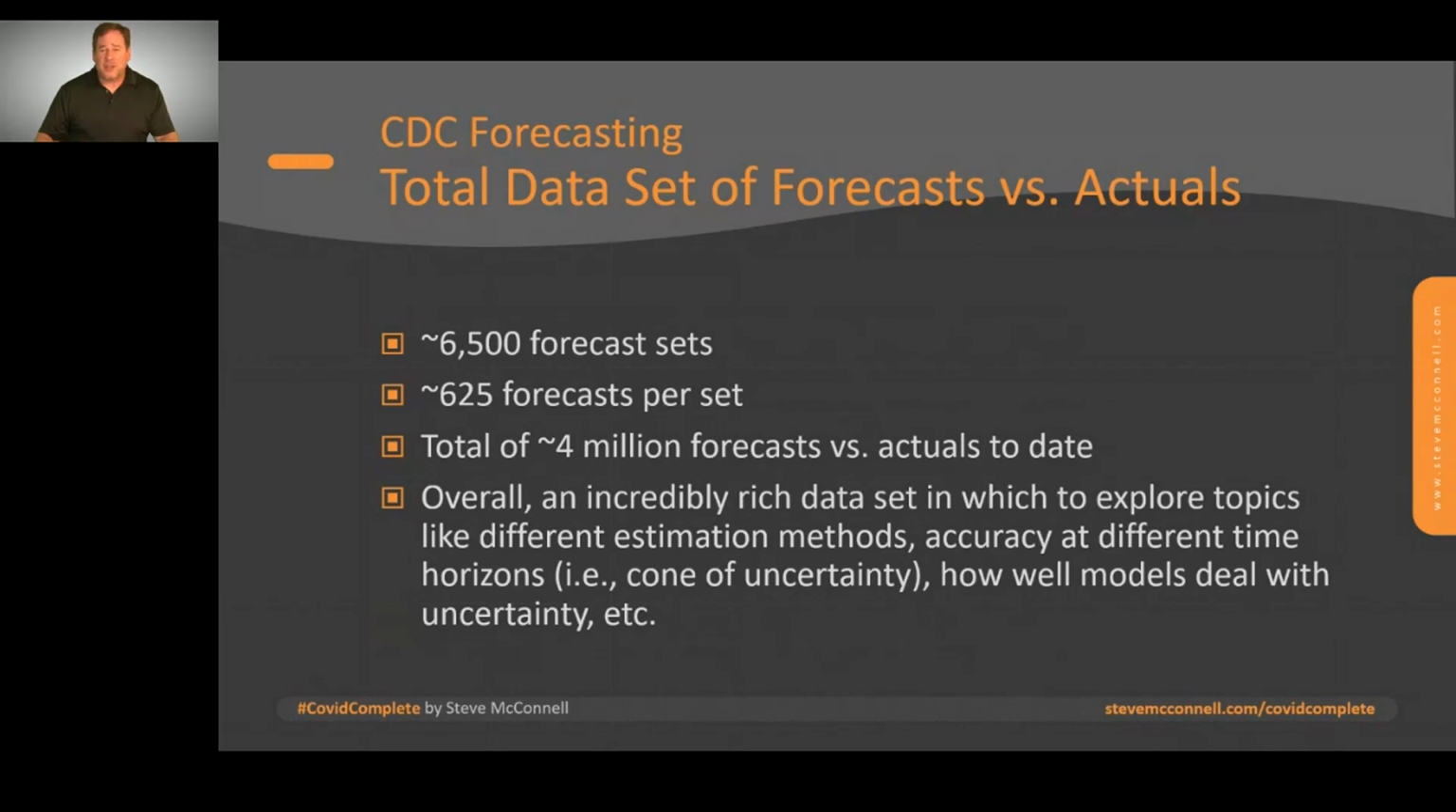So we get to look at all kinds of things in this data set. We get to look at how accurate different methods are, how the different teams address uncertainty in their forecasts, how well they address uncertainty, and whether there are some models that tend to do better than others, or whether it's just kind of a mishmash of some do well sometimes and some do well other times. Lots and lots of interesting opportunity to explore estimation effectiveness in this context.